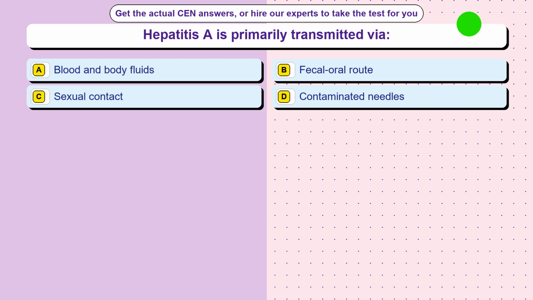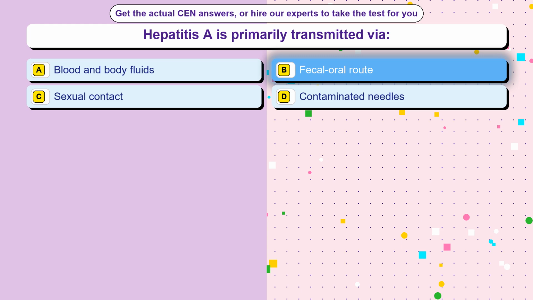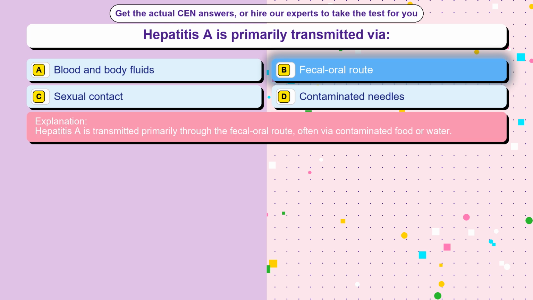Question 10. Hepatitis A is primarily transmitted via Option A, blood and body fluids. Option B, fecal-oral route. Option C, sexual contact. Option D, contaminated needles. The correct answer is option B, fecal-oral route. Hepatitis A is transmitted primarily through the fecal-oral route, often via contaminated food or water.